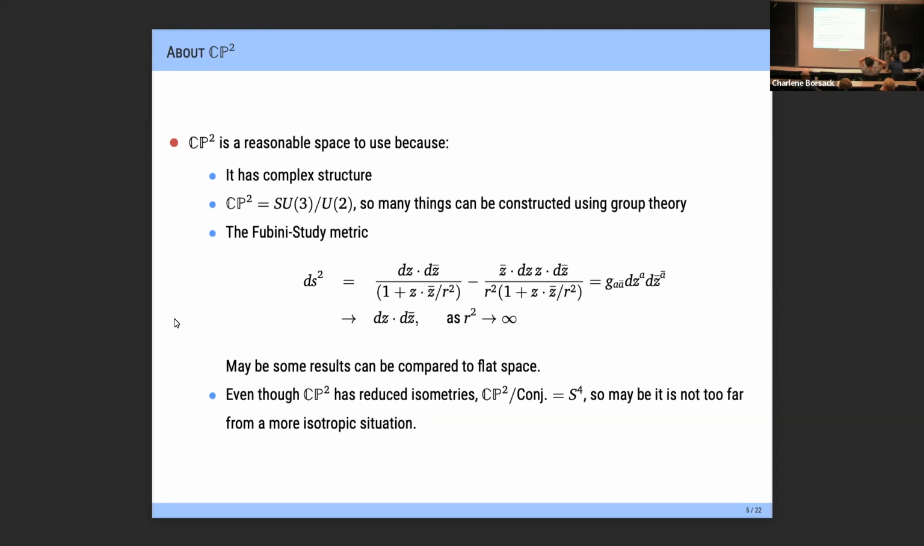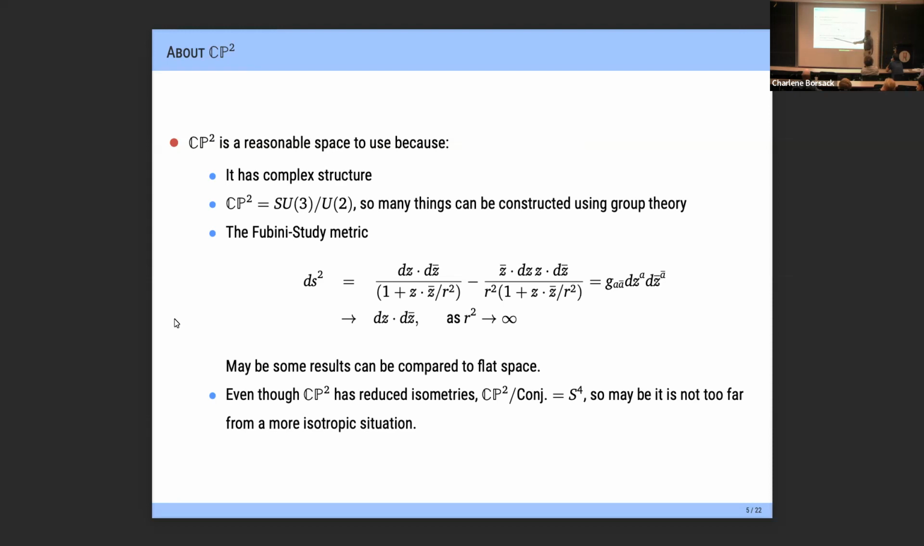So the space we would like to look at is CP2. We think that is a rather reasonable space to look at. It is 4-dimensional, it has a complex structure. I can write this as a group coset SU(3) mod U(2). So many things we can construct using group theory methods. The Fubini-Study metric, which is the standard metric on CP2, has this form in terms of local coordinates z and z-bar. There is a parameter R squared, which I can take very large so that it starts looking a bit like flat space. Some sort of comparison perhaps would be possible.